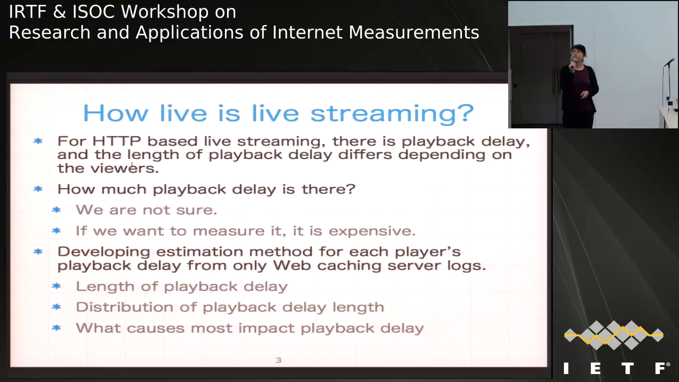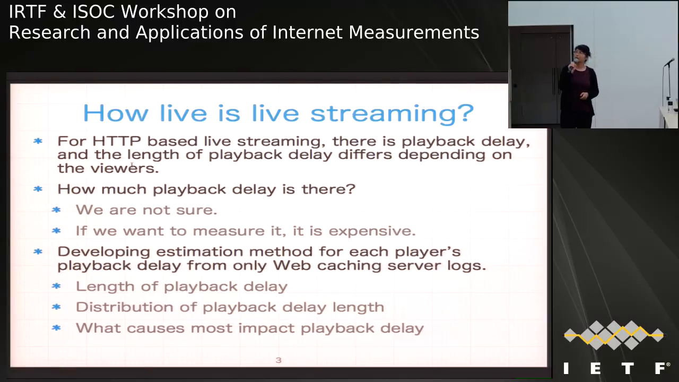So we propose an estimation method for each player's playback delay from only web caching server logs. And by using the method, we estimated the length of playback delays and the distribution of it, and the major causes of playback delays.